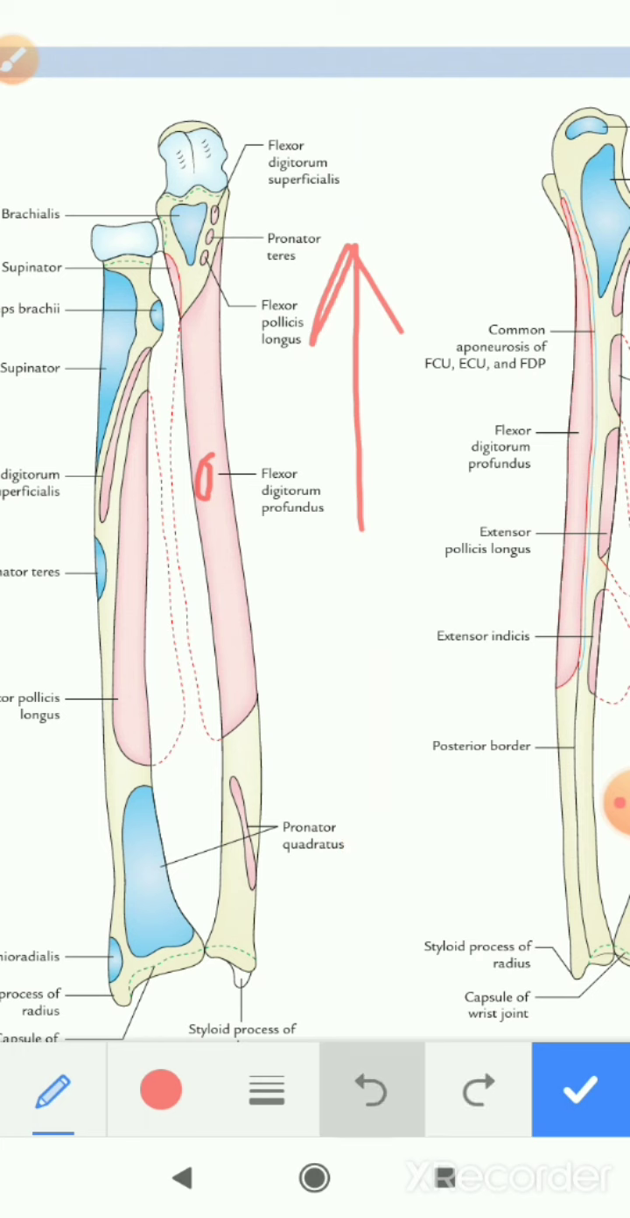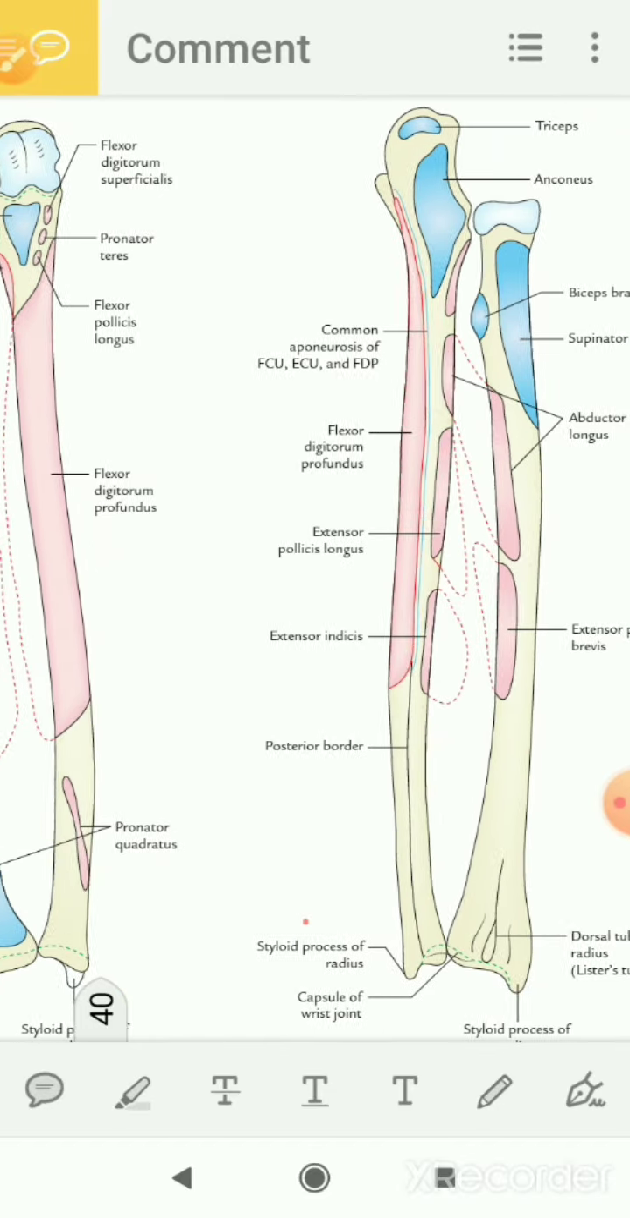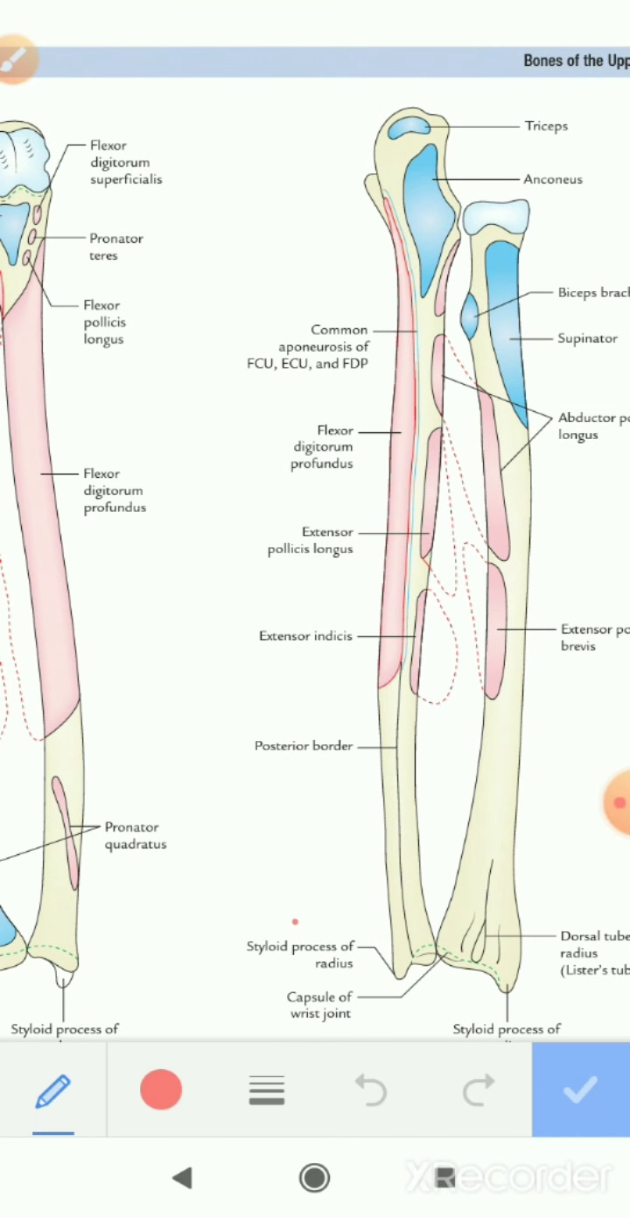Now come to the medial surface. This part is the medial surface. The medial surface provides attachment in its upper two-thirds to the flexor digitorum profundus. So in its upper two-thirds there is attachment of the flexor digitorum profundus. Then come to the posterior surface.